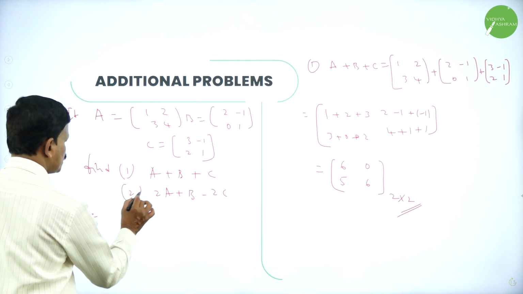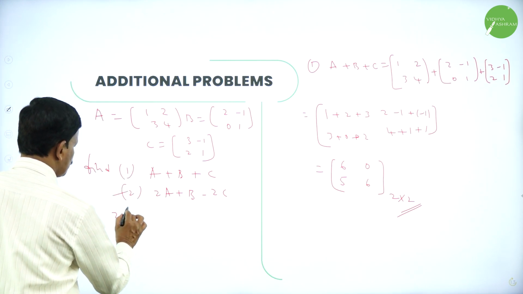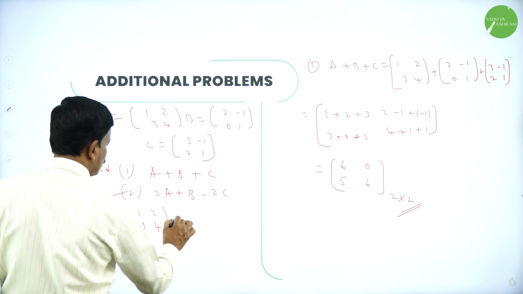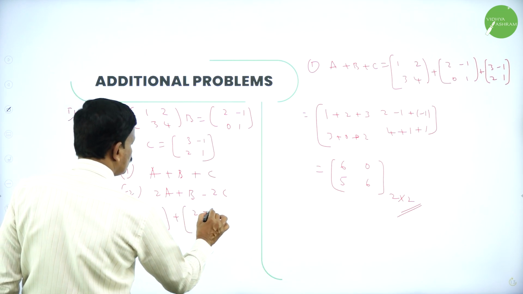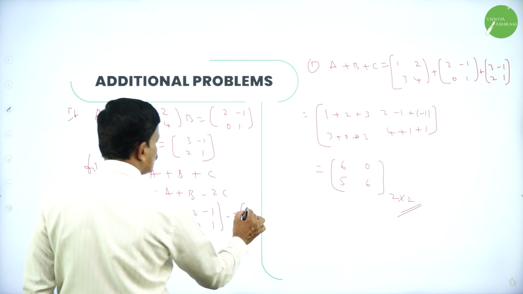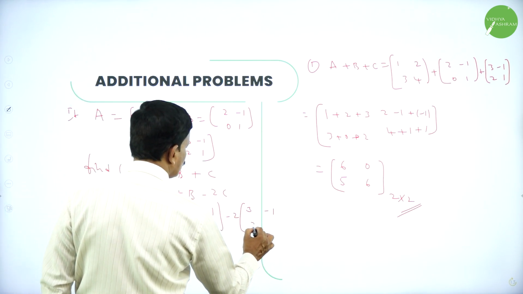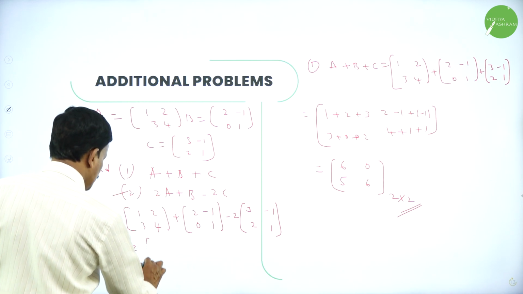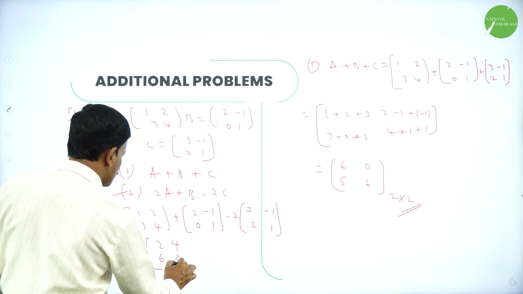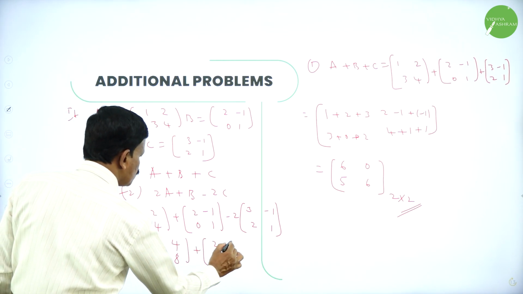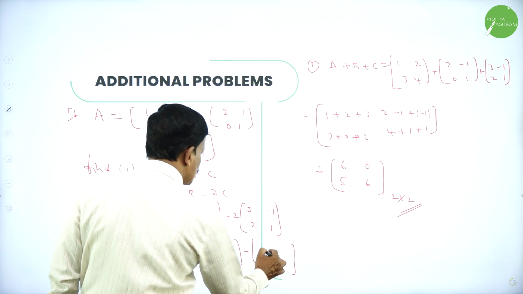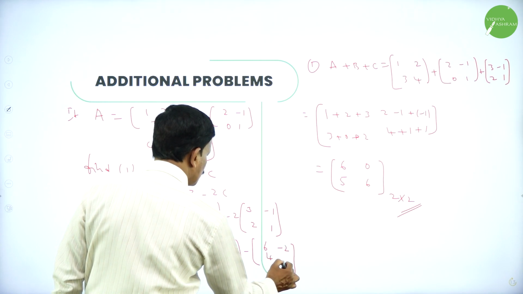What is the second problem? 2 times matrix A, A is [1, 2; 3, 4], plus B as it is. What is B? [2, -1; 0, 1], minus 2 into C. What is C? [3, -1; 2, 1]. Simplify this. Just multiply with 2 first. 2 into 1 is 2, 2 2s are 4, 2 3s are 6, 2 4s are 8. This is as it is. Again minus, multiply this: 2 3s are 6, 2 1s are 2, 2 2s are 4, 2 1s are 2.